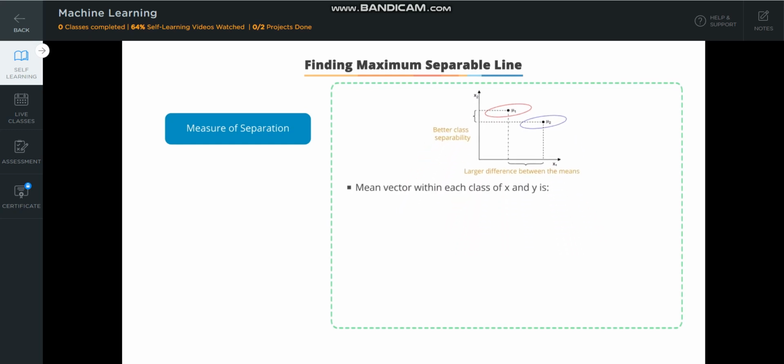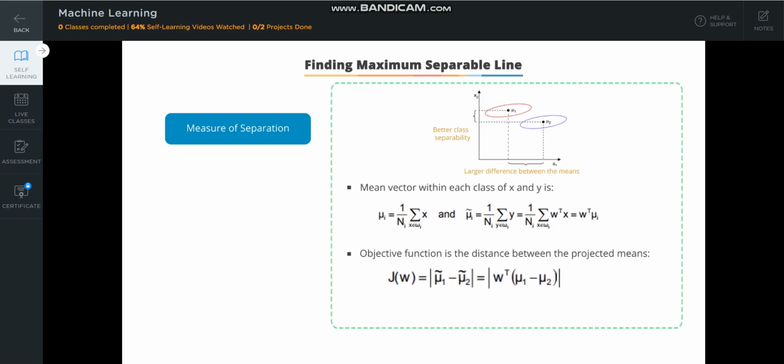The mean vector of each class in x and y feature space is mu and mu tilde respectively. We then can choose the distance between the projected means as our objective function. However, the distance between the projected means is not a very good measure since it does not take into account the standard deviation within the classes.